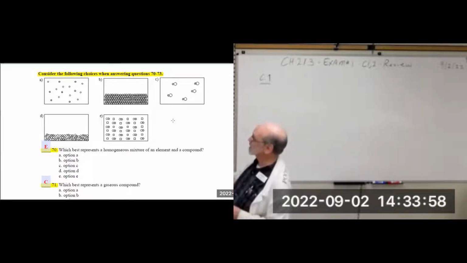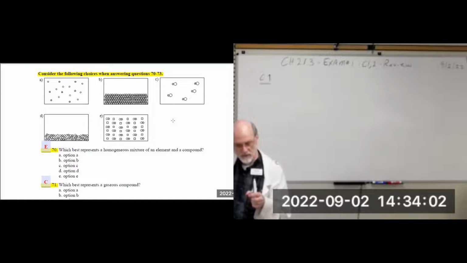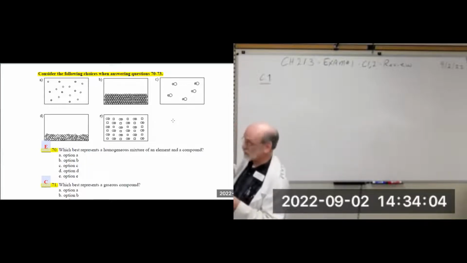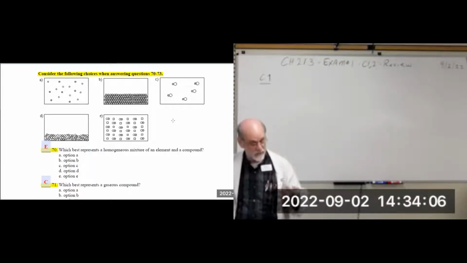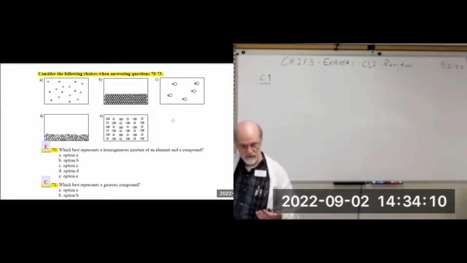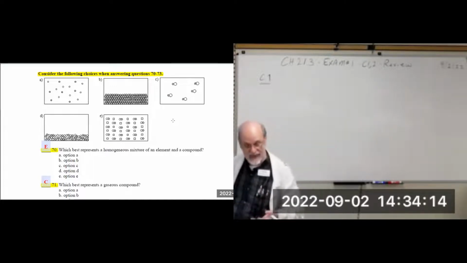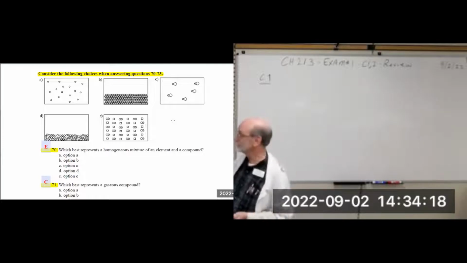B is a regular arrangement of a single shaded circle. So that's a pure element in a regular arrangement, which makes it a solid. C is a combination of a shaded circle and a big open circle. And these individual particles are acting like separate units, which makes them molecules. So this is a compound, and they're spread out far apart, which makes them a gas. It's a gaseous compound.